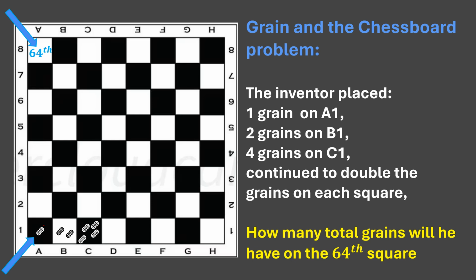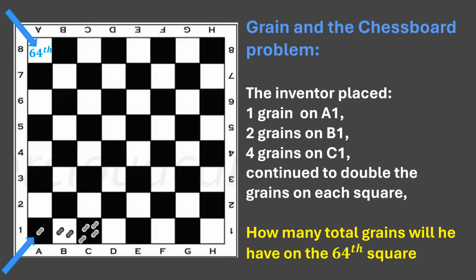I ask for 1 grain to be placed on the first square, which is A1, 2 grains to be placed on the next square, which is B1, and 4 grains to be placed on the third square, which is C1, and so on, each time doubling." The king was bewildered by such a small ask, so he agreed.